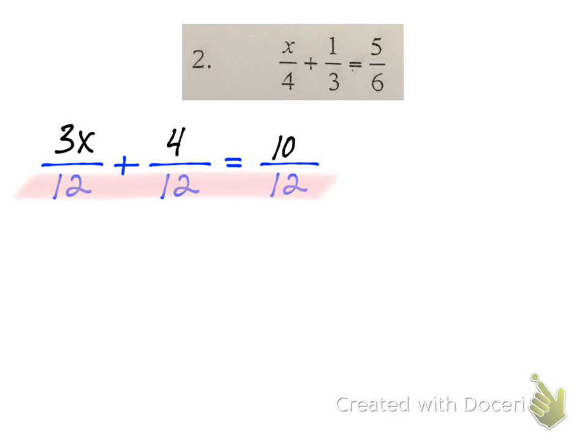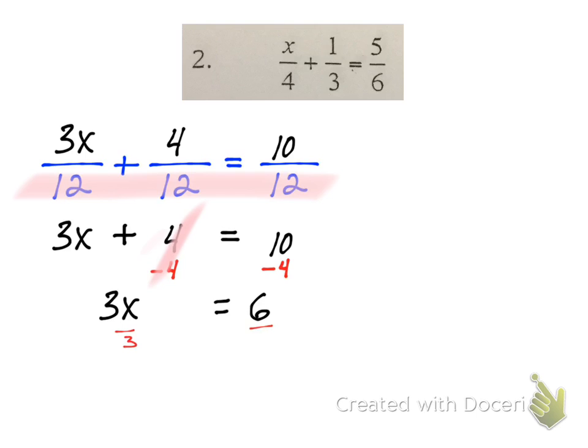Then I cross out all my denominators and rewrite the new equation. Once I have my equation like this, I'll subtract 4 from both sides, and then I can get my new equation, 3x equals 6, and then divide by 3 on both sides and get my final answer of x equals 2.